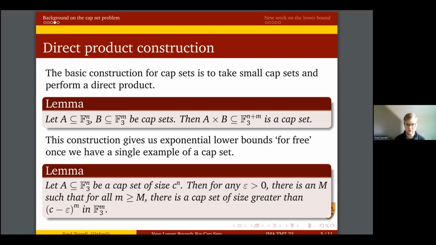The second lemma looks like it's a very technical, complicated lemma. It's really not, and I'm saying nothing clever here. Basically, all I'm saying is that if I've got any particular cap set, I can take direct products of it with itself as many times as I want, and asymptotically, for very large dimensions, that gives me a good lower bound for the cap set problem. So the headline here is that we only need to give one good construction of one specific cap set, and then we get asymptotic exponential bounds for free.